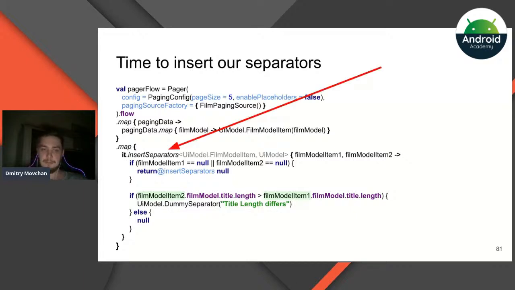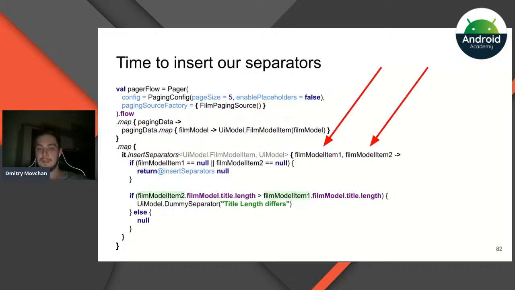But once we get this mapping done, let's insert our separators. We've got a special function from the paging library that is called insertSeparators. And this function allows us to compare two items that come from our adapter. So if the first item is null, it means that the second item is the first item in your list. And otherwise, if your first model is not null and the second is null, it means that the first model is the last item in your list. So let's handle the situation when we are facing the first item and last item in the list and just return null here.